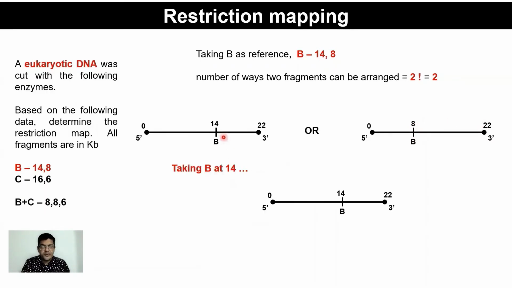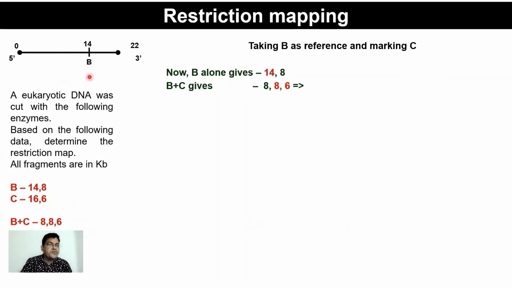So we take this map where we have marked the position of B at 14 as a starting point, and now we look forward to marking the position of C on this map based on the banding pattern observed here. Right? So this is our map till now. We have marked the position of B at 14. And now we are looking to mark the position of enzyme C on this map here, which is a 22 kb map with B marked at 14 kilobase pairs. So coming back here now, what we do is we now keep the two digestion patterns together. So we're looking at B alone, which gives us 14 and 8.